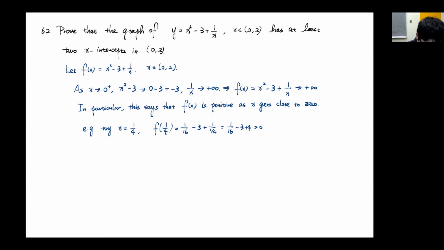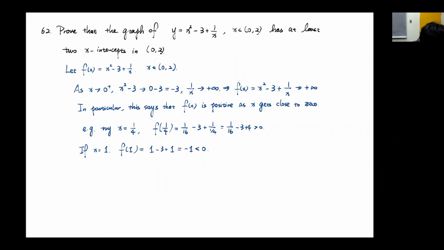Okay, now we could also investigate what happens if x equals 1. So then we see that f of 1 is simply going to be 1 minus 3 plus 1, and then the answer will be minus 1, which would be smaller than 0.